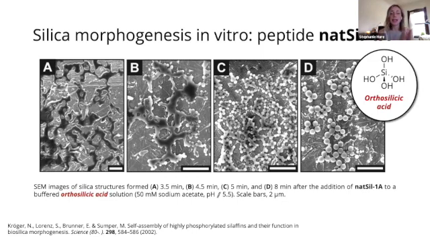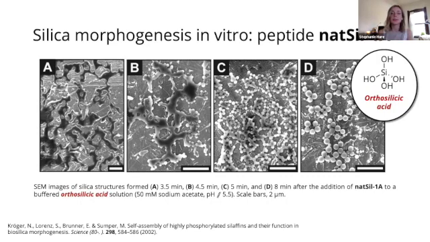So what I'm showing here from A to D is a time lapse of 8 minutes of NatSil1A added to a buffered orthosilicic acid solution. And so you can see what orthosilicic acid is right here. It's a very simple structure, and it's just sequestered from solution and oligomerizes when you have these peptides present. But an important point is that if you just have a solution of orthosilicic acid, it doesn't spontaneously oligomerize in order to make these structures. So the peptide or a protein is necessary in order to catalyze this reaction to actually happen.